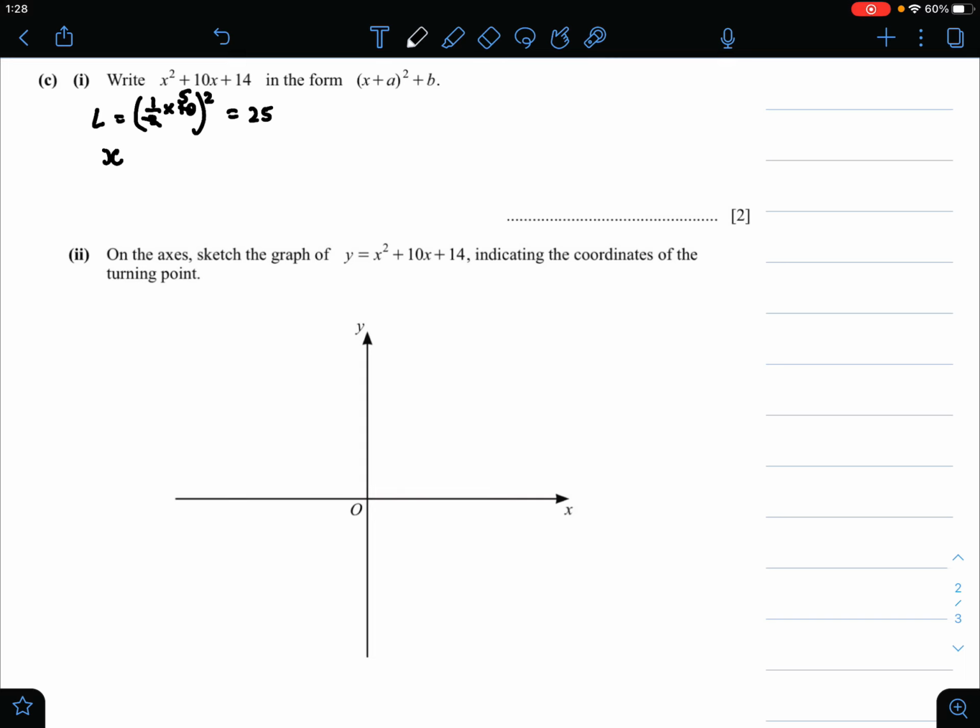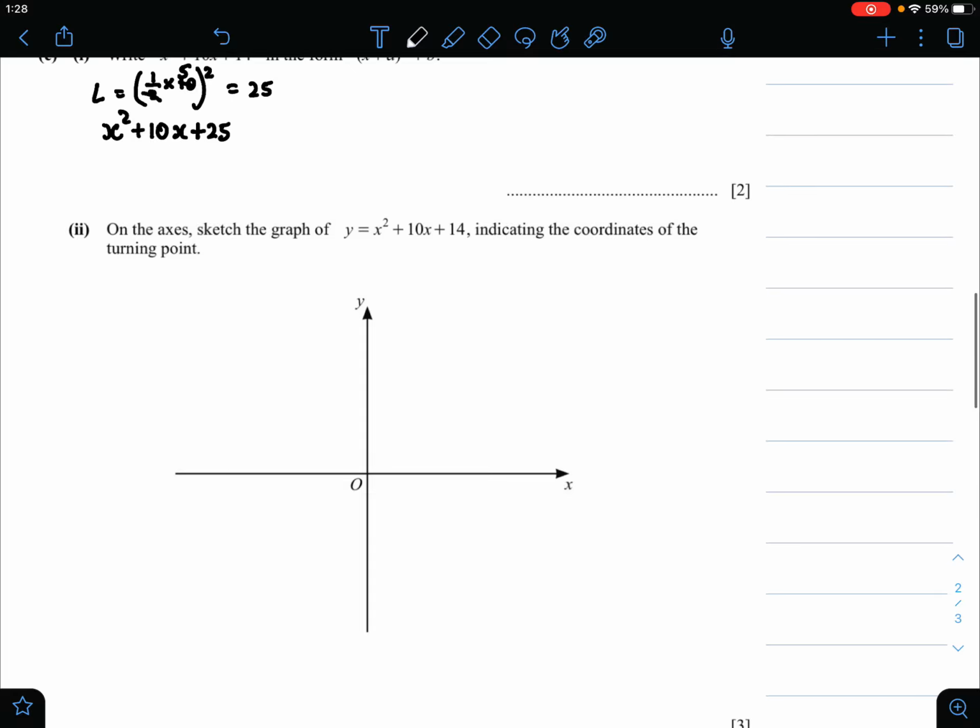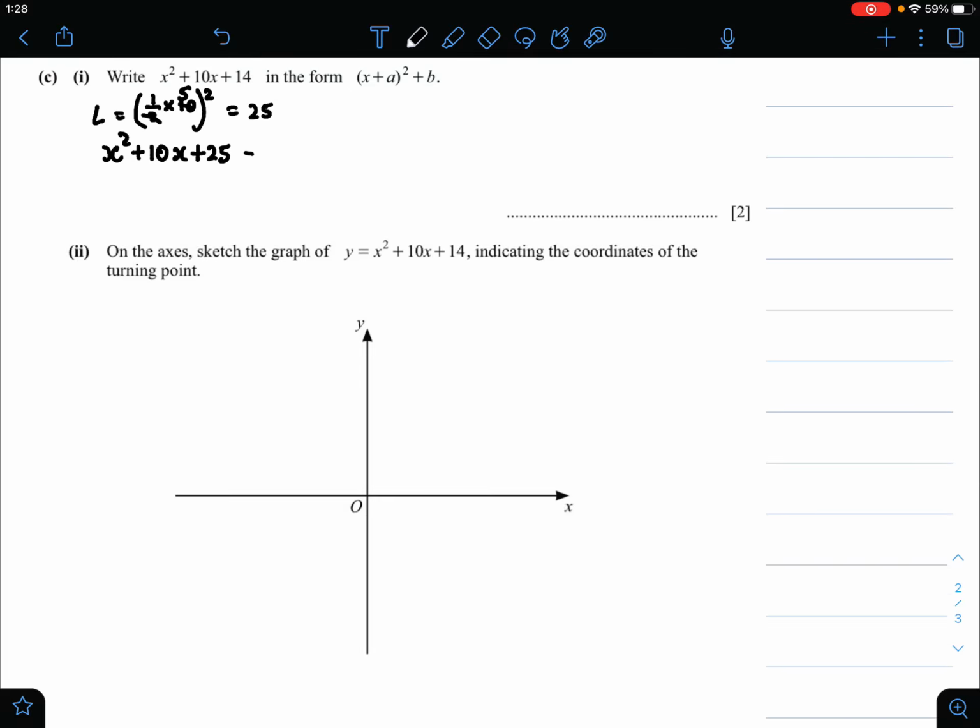So x squared plus 10x plus 25, and since we added 25, we will minus that 25 as well, because we don't want to change the equation or the expression. So minus 25 and the last term in the question, that is plus 14. Now we can separate this part of the quadratic so that we can easily get a quadratic expression.